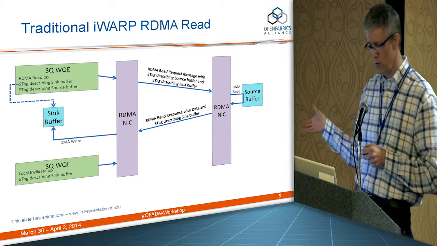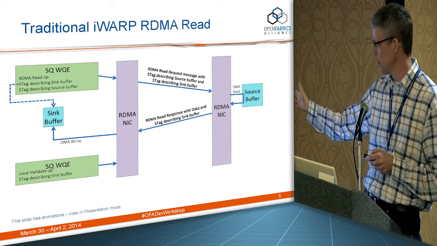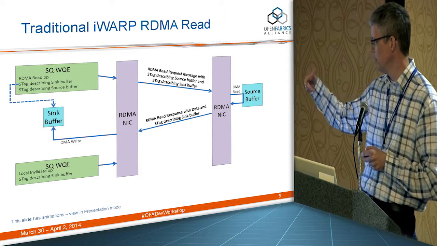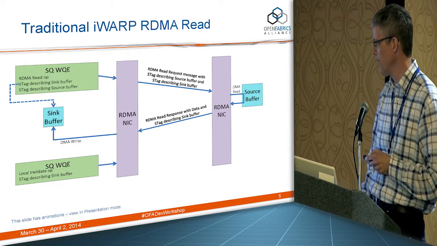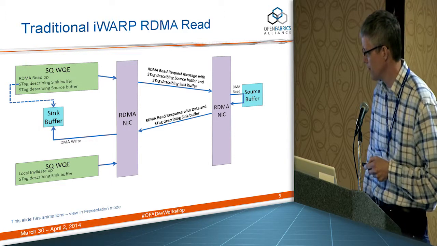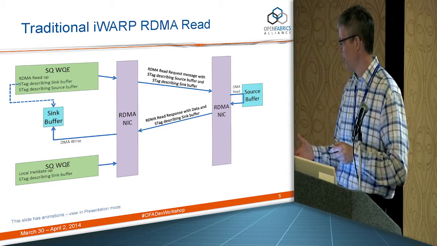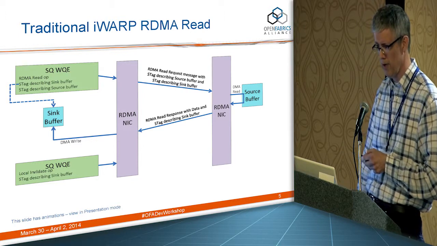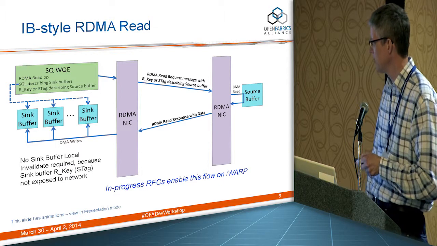Now, because you exposed the sink buffer out onto the fabric, typically most I/O transaction protocols will finish up this sequence with a local invalidate operation to invalidate the sink buffer. So that's the way it works on iWARP. If you compare that to the way it works on InfiniBand, or probably on RoCE, the same way.